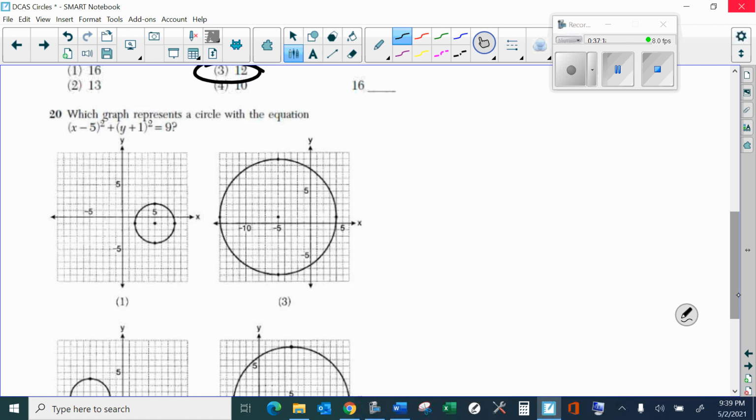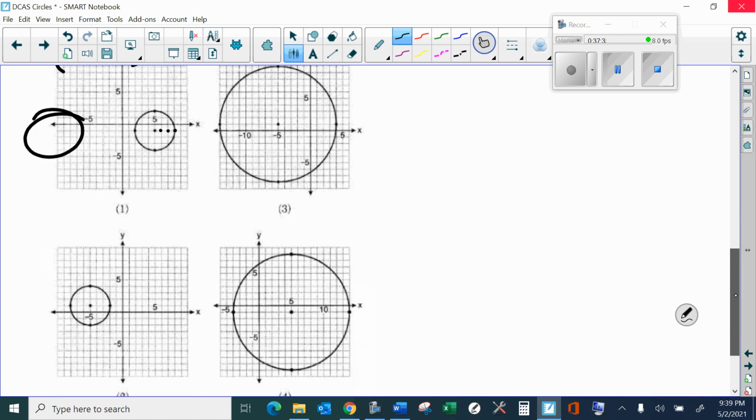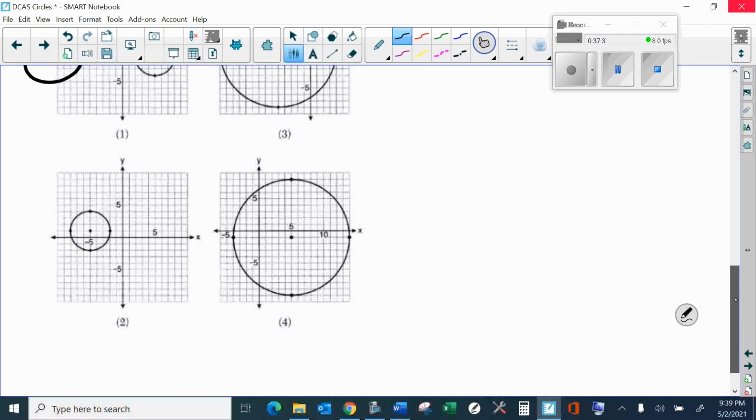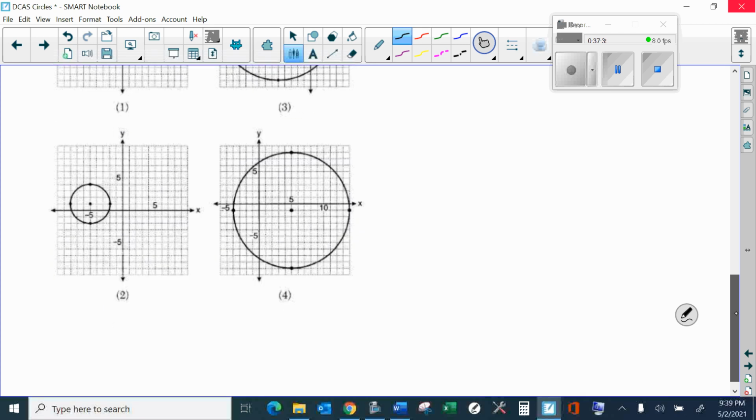Which graph represents the circle below? We know it's opposite, and square root. So 5, negative 1, the radius of 3. 1, 2, 3. There we go, right there. Here's my answer, number 1. Okay. None of these others have 5, the radius of 3. 5, negative 1.